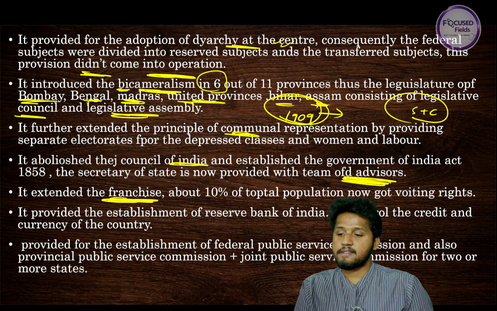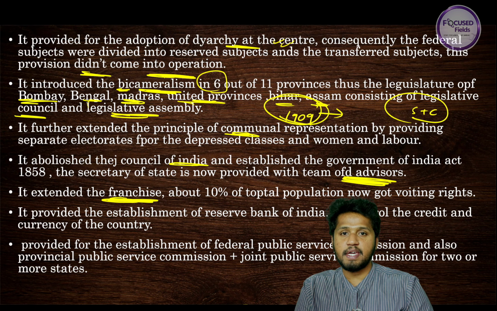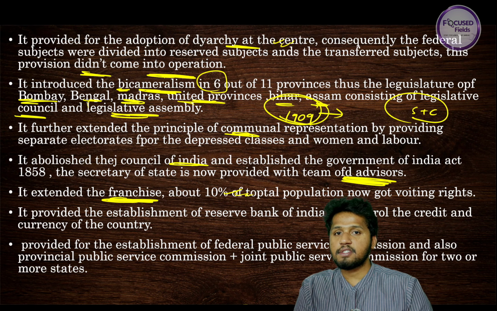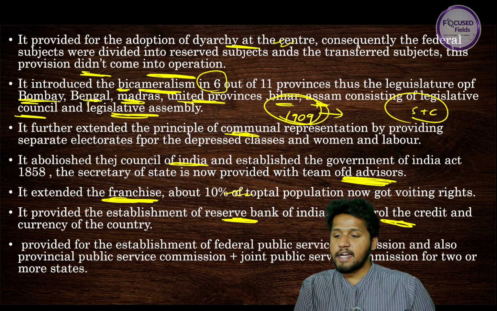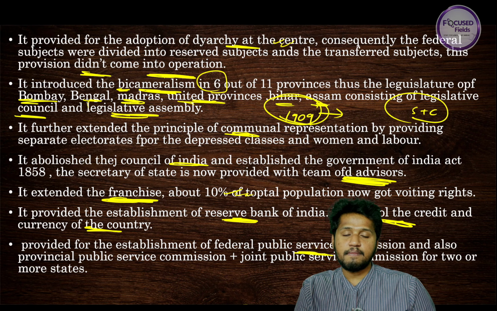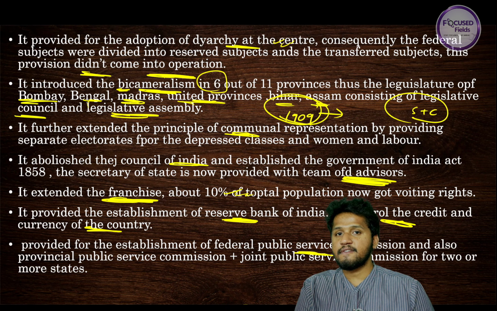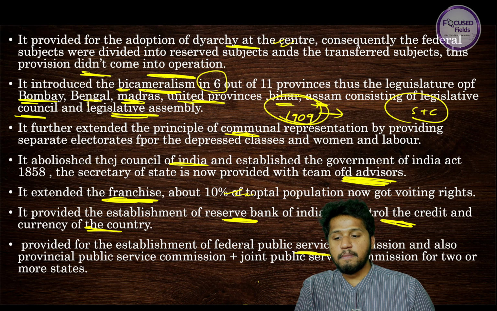It extended the franchise. Earlier, voting rights were given only to those people who had property, who were taxpayers, but now with this act, 10% of the total population are eligible for voting. It also provided for the establishment of the Reserve Bank of India, to manage the credit and currency of the country. It also provided for the establishment of the Federal Public Service Commission and also the Provincial Service Commission. And also it said a joint public service commission can be constituted for 2 or more states.